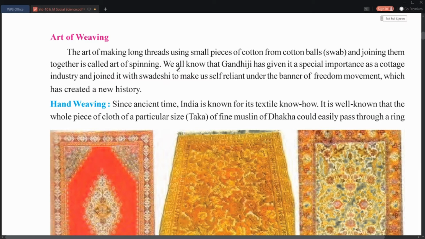That is called spinning. We all know that Gandhiji gave it special importance as a cottage industry and joined it with Swadeshi to make us self-reliant under the banner of the freedom movement, which created a new history. Gandhiji made us self-reliant with the help of spinning, weaving of Swadeshi cotton, because the cotton industry has a very valuable contribution in our economy.